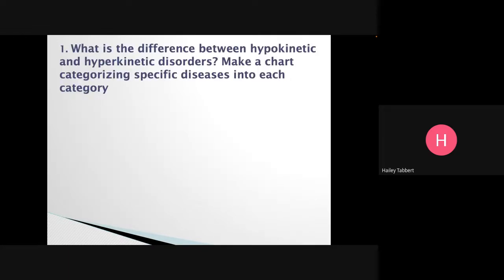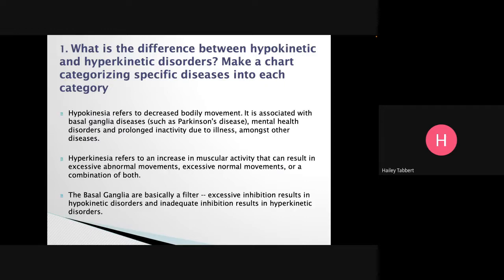Okay, so can anyone tell me what the difference is between hypokinetic and hyperkinetic disorders? Yes. It sounds like one inhibits movement while the other kind of causes uncontrollable movement. Exactly. Yes. So hypokinesia refers to decreased body movement. So it's associated with basal ganglia diseases like Parkinson's disease, which we're talking about today, as well as mental health disorders and prolonged inactivity due to illness.